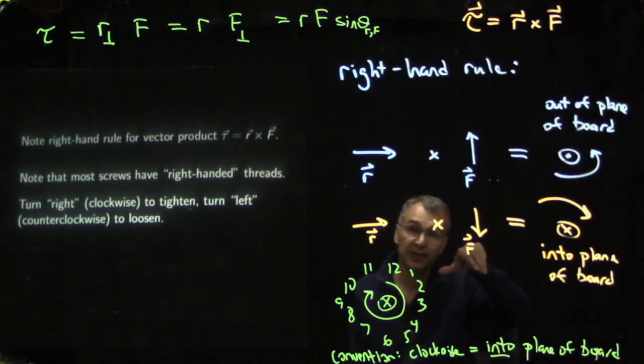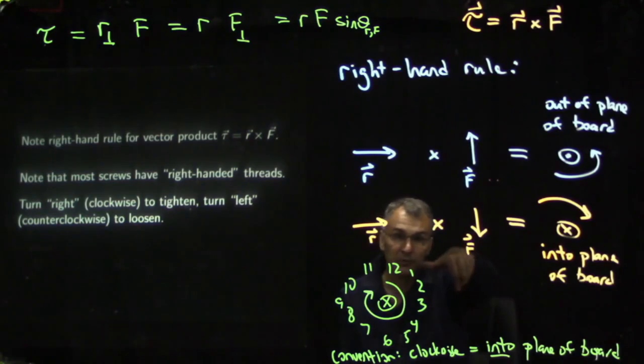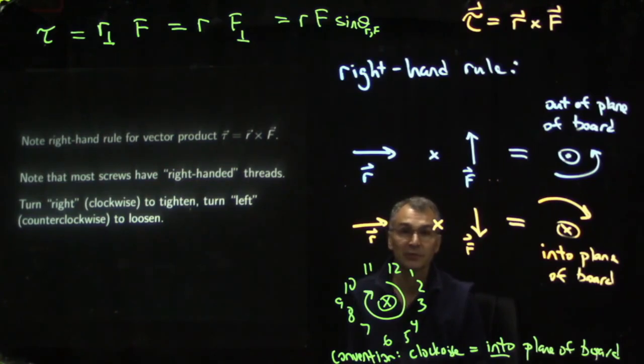It's possible to manufacture bolts or screws the other way, but the convention is that 99.9% of bolts and screws have right-handed threads, meaning that if you turn in the direction that the fingers of your right hand curl, then the screw or bolt will move in the direction of your right thumb. Try that out and check it out the next time you have a bolt or a screw in your hand.